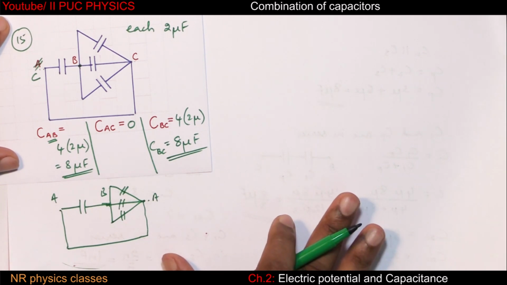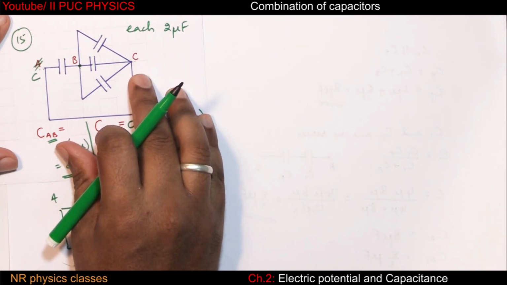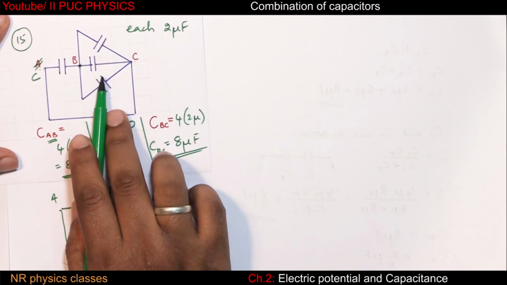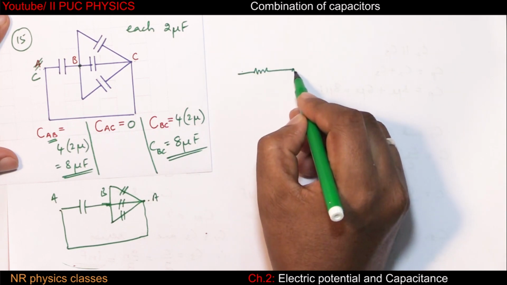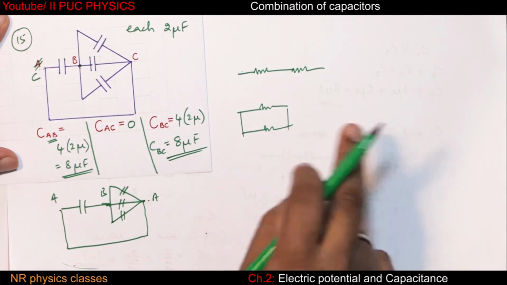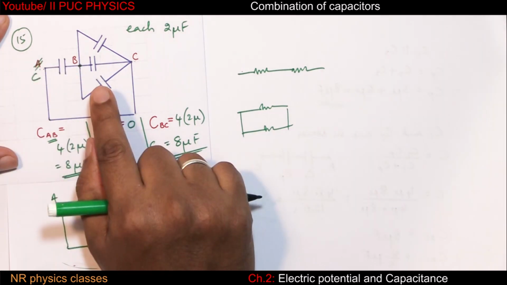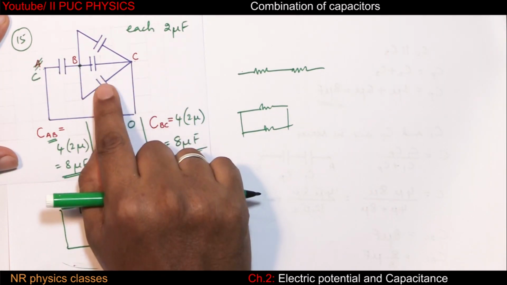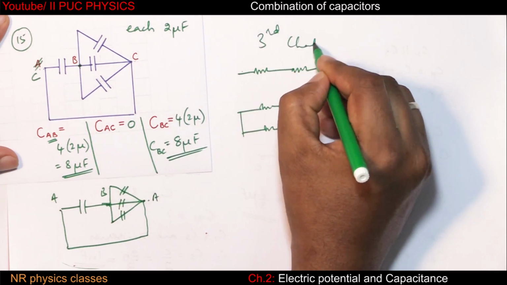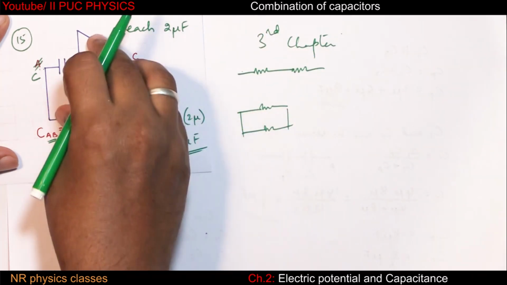So to begin with, these are the few combinations of capacitors. In the next chapter, that is third chapter, current electricity, we will be dealing with resistors in series and resistors in parallel. Okay. And after that again let us come back to capacitors and solve some other combinations. To solve such combinational circuits, we want few concepts from third chapter. So that is why after third chapter let us come back to this and solve few more.